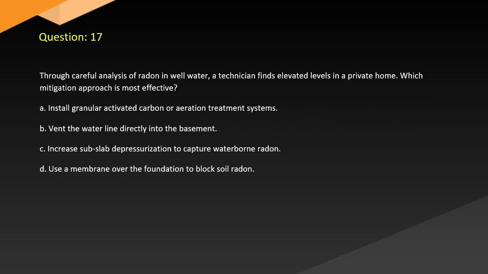Question 17. Through careful analysis of radon in well water, a technician finds elevated levels in a private home. Which mitigation approach is most effective? A. Install granular activated carbon or aeration treatment systems. B. Vent the water line directly into the basement. C. Increase sub-slab depressurization to capture waterborne radon. D. Use a membrane over the foundation to block soil radon.